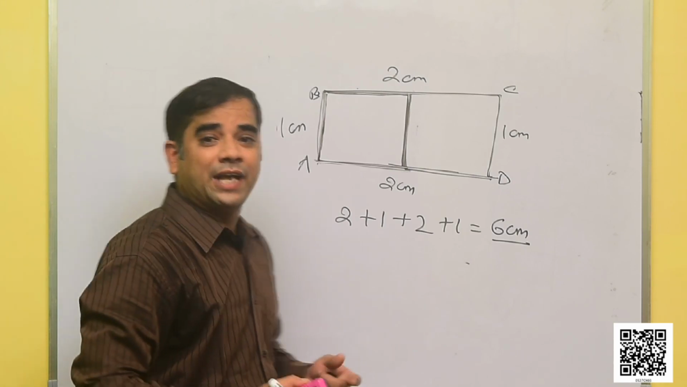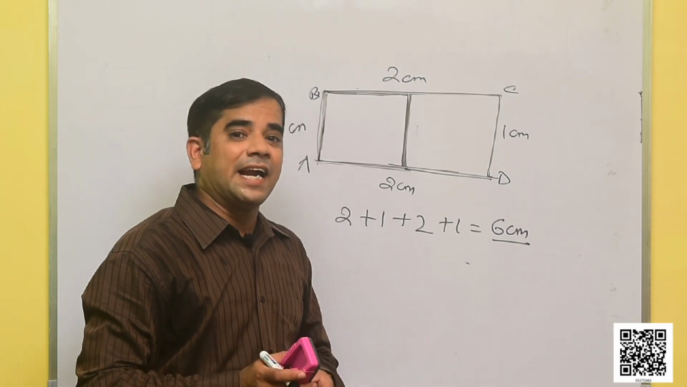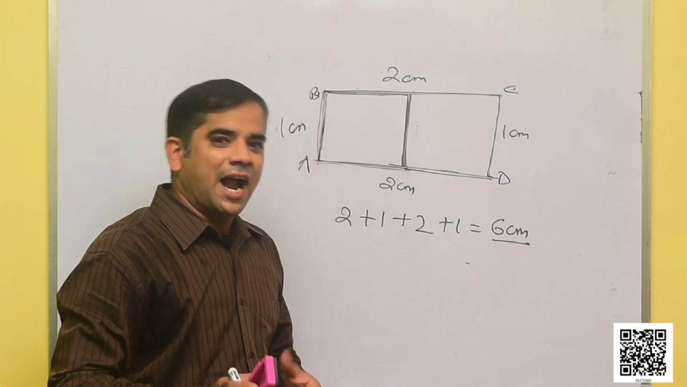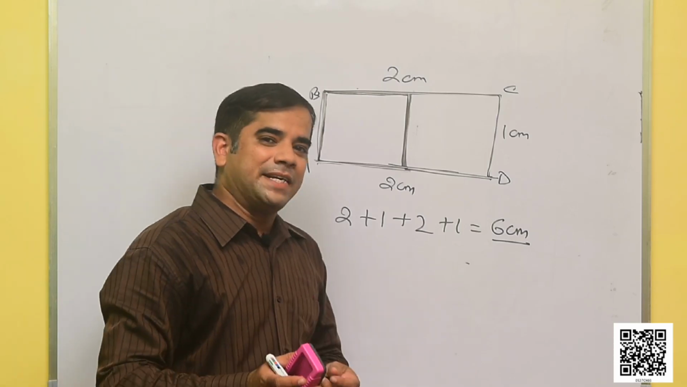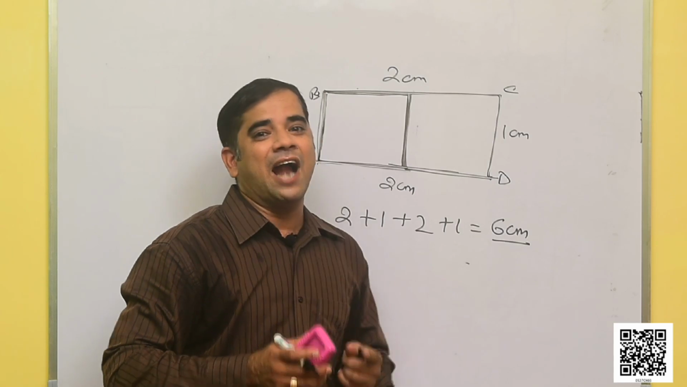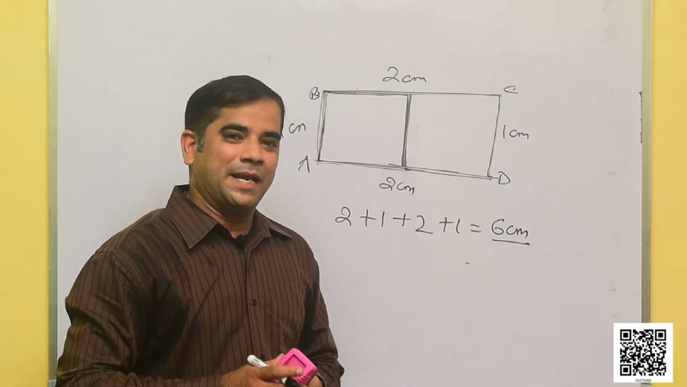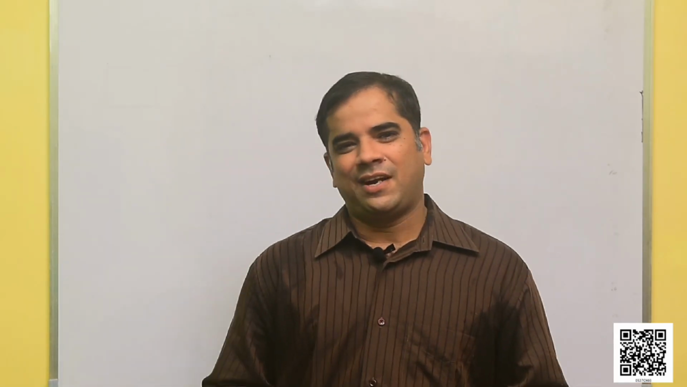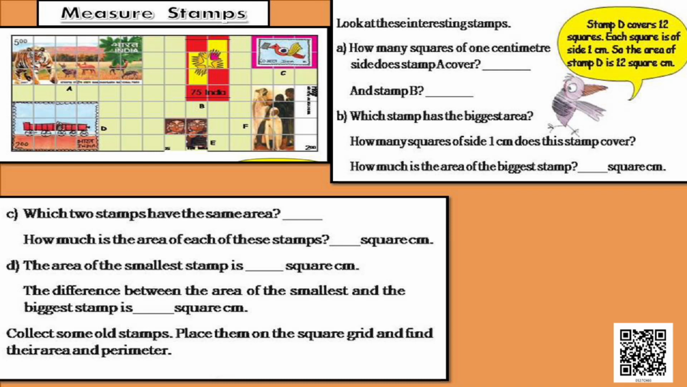Clear? Now you can construct your rectangles using 12 squares and find out the perimeter and check which has the larger perimeter and which has the smaller perimeter. Okay? So students, here you can find some stamps and you are told to measure the stamps, the area and the perimeter. I have already told about the perimeter.